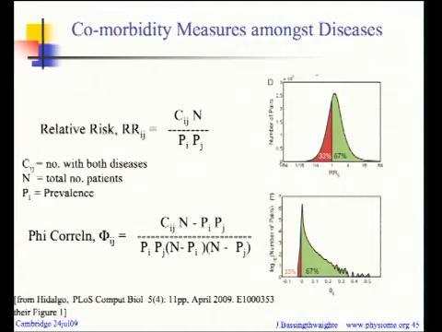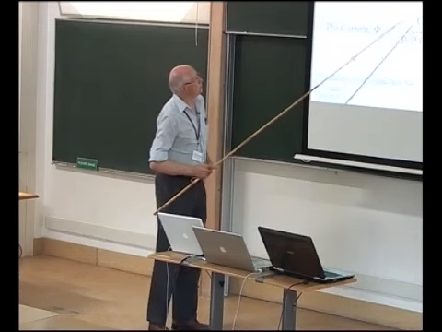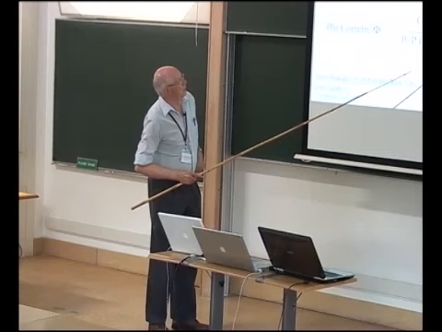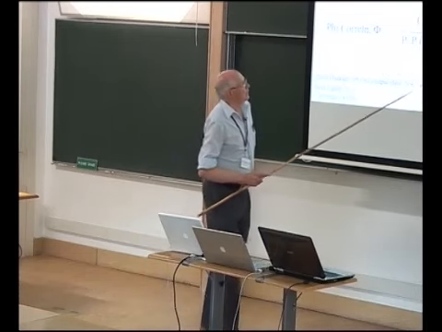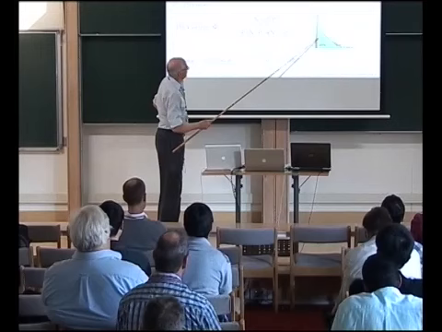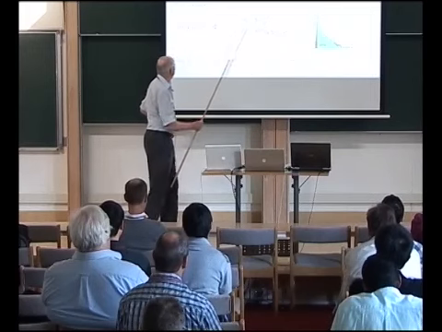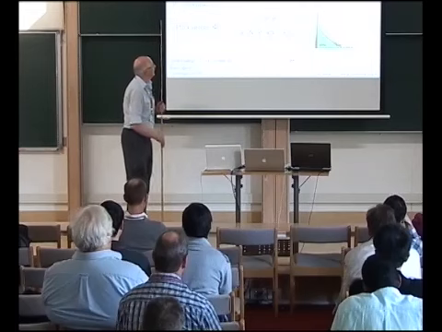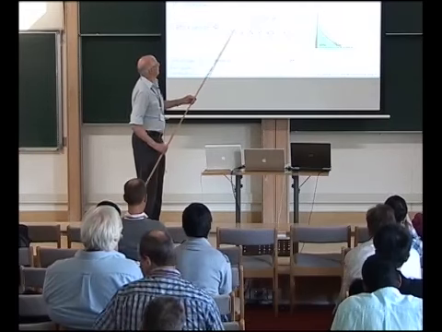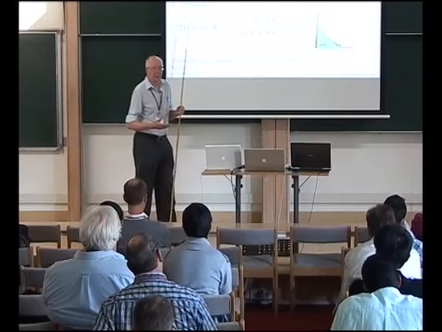So these were the two calculations they used. The relative risk is the number of people with both diseases times the total number of patients N divided by the prevalence, the relative fraction of the whole population that had disease I and disease J. So that's the raw relative risk. This one is the same thing corrected for the population prevalence. The PDFs of these correlations, correlated diseases, are really very different waveforms.